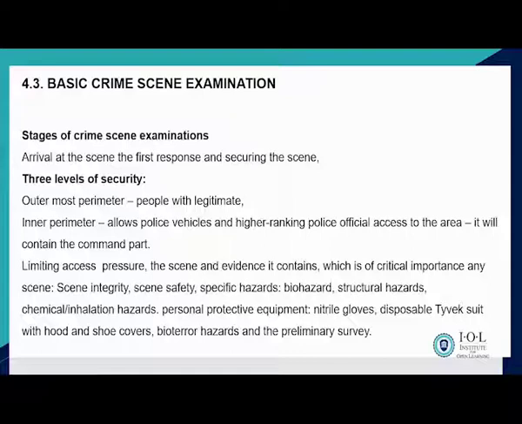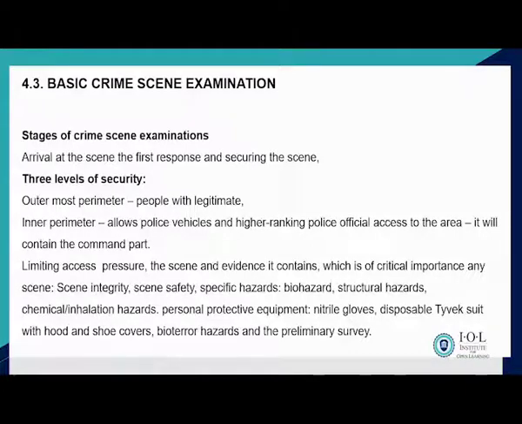Arrival at the scene, the first response, and securing the scene. There are 3 levels of security: the outermost perimeter, for people with legitimate business; the inner perimeter, which allows people, vehicles, and higher-ranking police officials access to the area. It will contain the command post, limiting access to the scene and the evidence it contains, which is of critical importance.